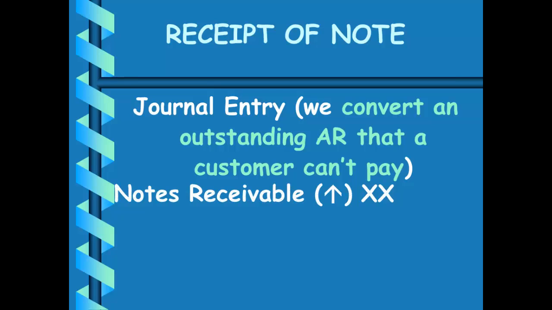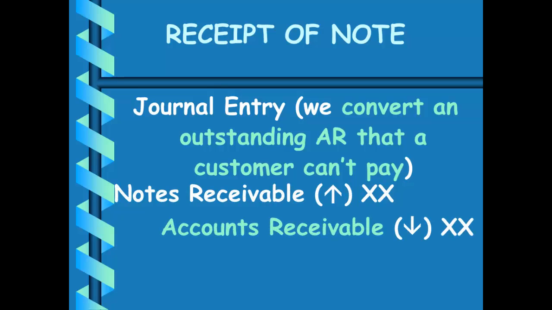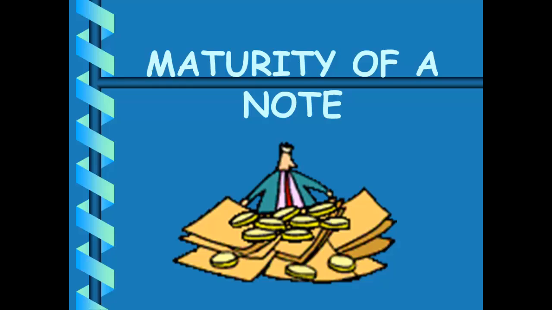I have more notes receivable, that's an asset, goes up with a debit. I have less accounts receivable, that asset goes down with a credit. Notice in all three of those cases I debited notes receivable to make the asset go up. I credit cash if I loan some money. I credit sales if I sell something. I credit accounts receivable if my customer can't pay the accounts receivable and I made them sign a promissory note.